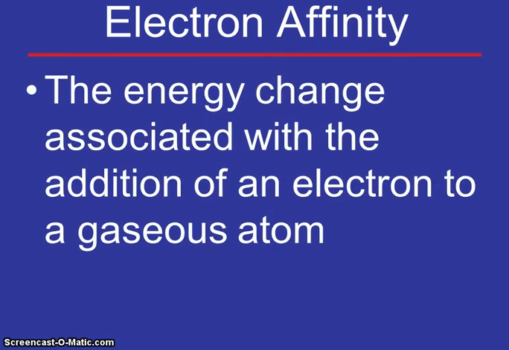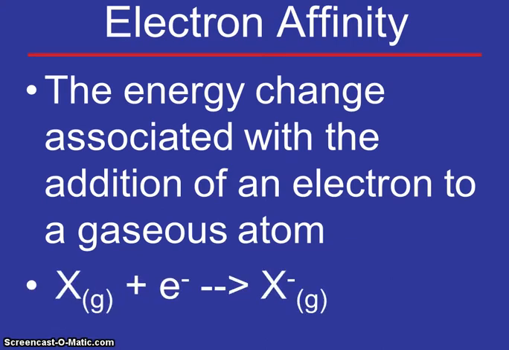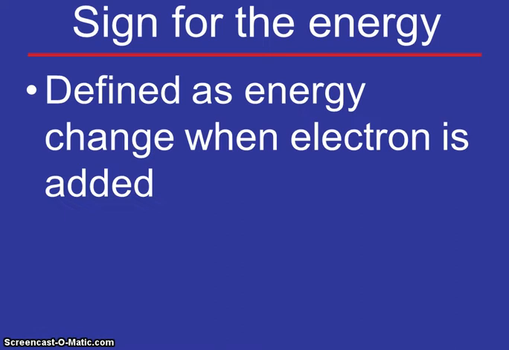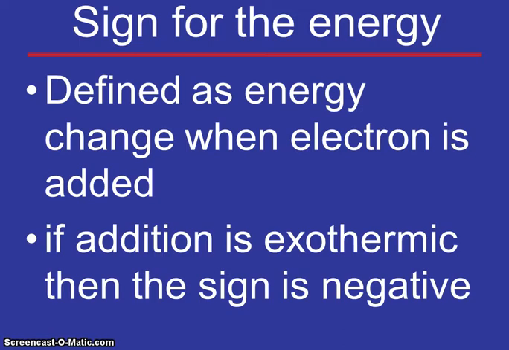So when we look at electron affinity, it's the energy change that's associated with the addition of an electron to a gaseous atom. And we can write an equation for that. We've got a gaseous atom X. When we add an electron to that gaseous atom, we're going to form a gaseous negatively charged ion, or anion. When we talk about the sign for the energy, it's defined as the energy change when an electron is added. So if the process is exothermic, energy is being released, and the sign on our value is going to be negative.